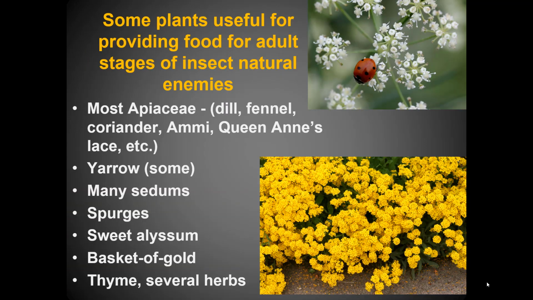So anything in the carrot family, Apiaceae, cilantro or ammi, Queen Anne's lace, dill, fennel, some yarrows, not all, not very many, but some sedums, some spurges, sweet alyssum, basket of gold, little tiny flowered herbs like thyme. These can be accessed by these kinds of insects and used as an adult food supplement.